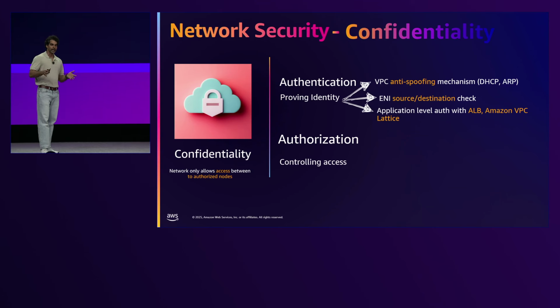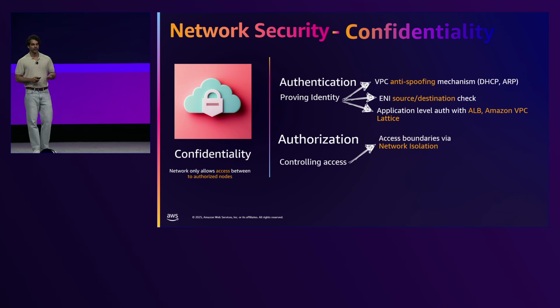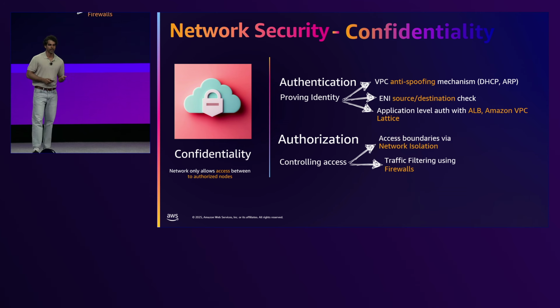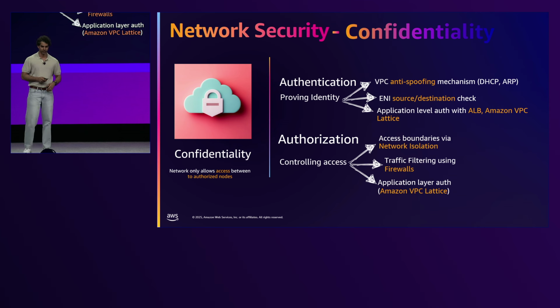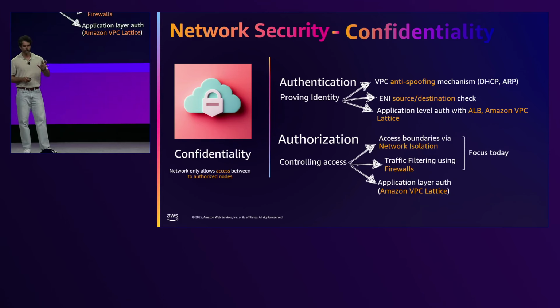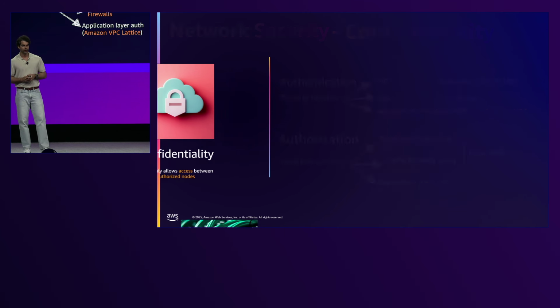Okay, so now we have authenticated a network, but how do we authorize it? How do we control access? How do we give permissions to our networks to talk to each other based on the identities? Multiple ways to do that. One is by creating network isolation, and second is by traffic filtering using firewalls. Let's dive into these two. And also we have application level authorization where you are using policies on an application layer through services like VPC Lattice. But we'll focus on network isolation and firewalls today.